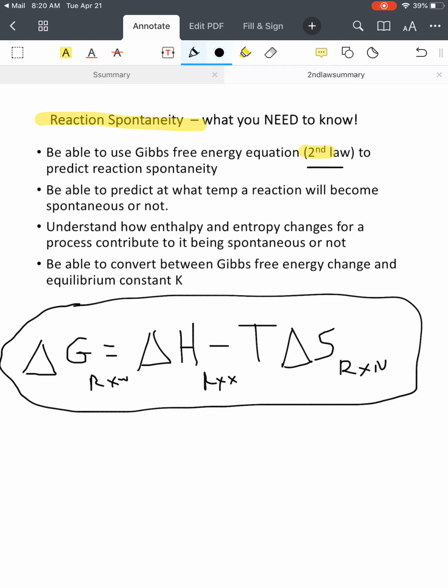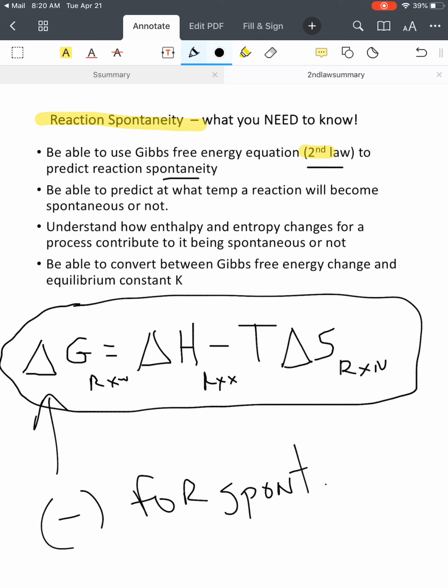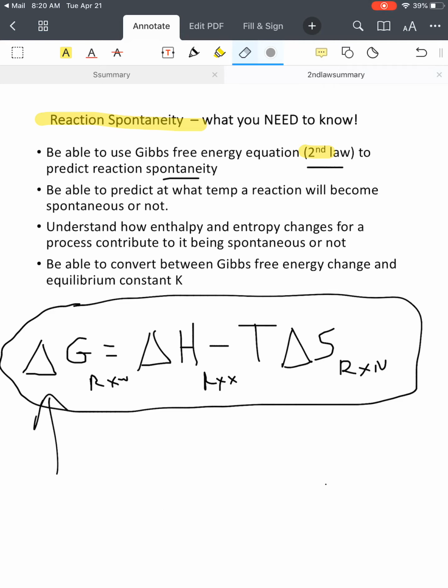Now, remember, for the reaction to be spontaneous, or like we like to say, it happens as written, what did the value of delta G have to be? It had to be negative for the spontaneous process. So when you do the calculation, if you get a negative number, that reaction is spontaneous as written. Now, if it's positive, the opposite's true, and we'd say it's non-spontaneous as written. So this was our Gibbs free energy equation.